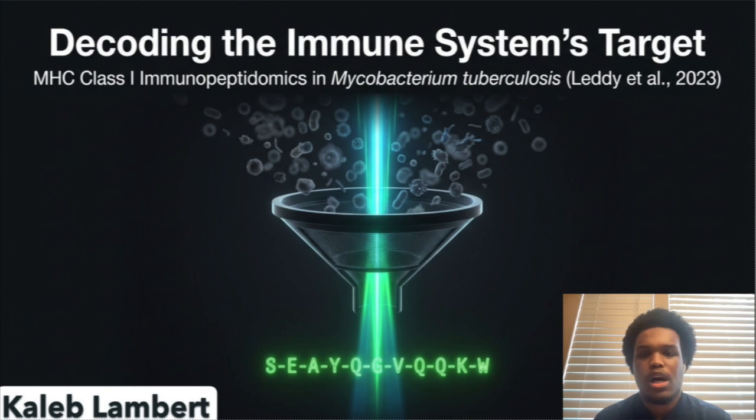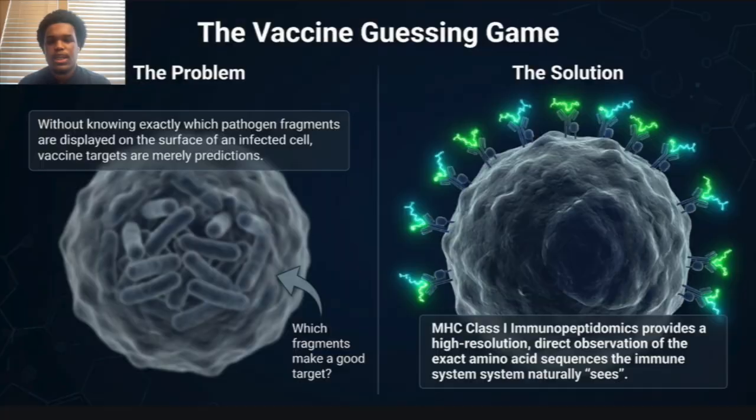We will focus on the methodology from Figure 1 of the 2023 study by Owen Letty and his collaborators. This technique is essential because it allows researchers to identify exactly which fragment of a pathogen, in this case MTB, the immune system actually sees when they are displayed on the surface of an infected cell. Without this, scientists would just be guessing at what makes a good vaccine.